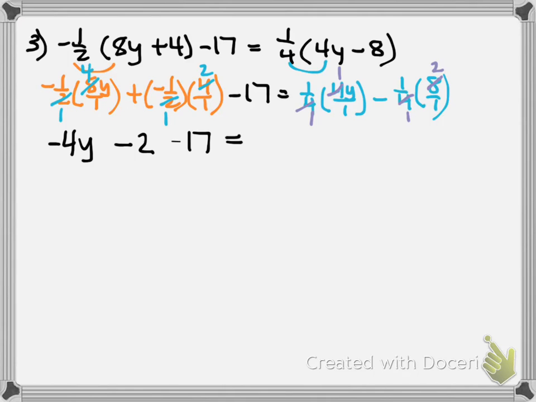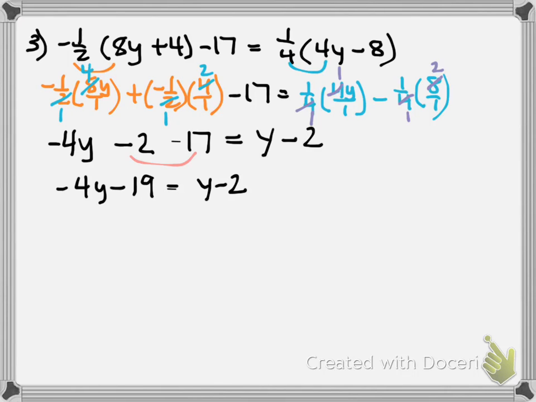We have 1 times y is y, minus 1 times 2 is 2. So notice, since all of my denominators are 1, I did not include them in my answer. I don't need to. So now I look on the left side, and sure enough, I do have some like terms, and it's the constants. So I have -4y minus 19 equals y minus 2.